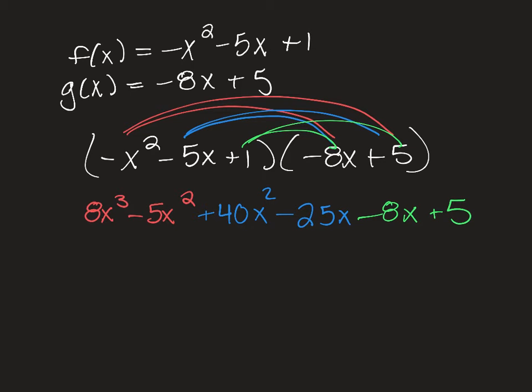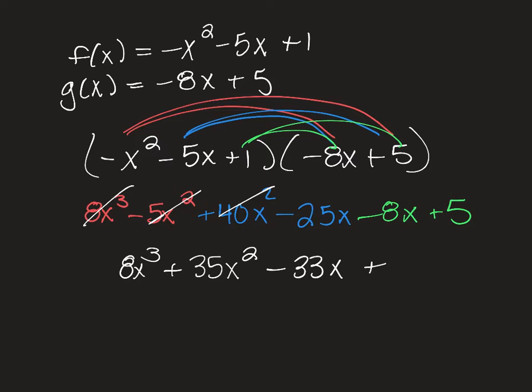So then combine like terms. So you get 8x to the third plus 35x squared from these two. And then negative 33x. And then a plus 5. Okay. That answer your question on number 10? Yeah. Okay. All right, then 11.